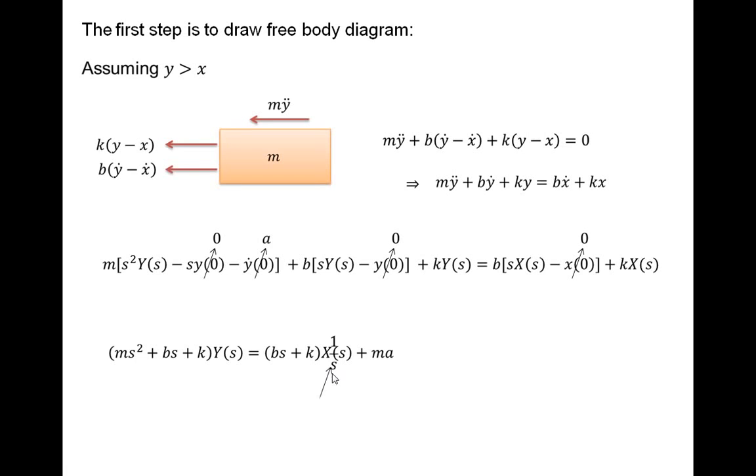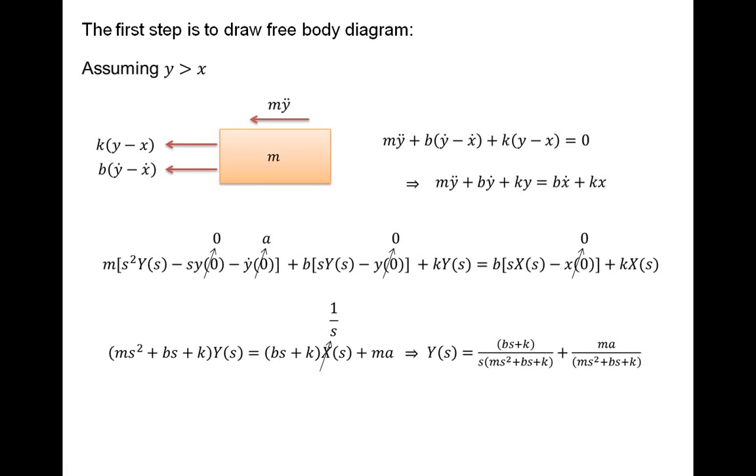Now I can find Y(s). Because the input is the unit step function, the Laplace transform of the unit step function will be 1 over s. So the resulting relation for Y(s) will be in this form. The question asks for the final value of y. Finding the Laplace inverse of this one, because we don't have the value for k, is a little complicated.